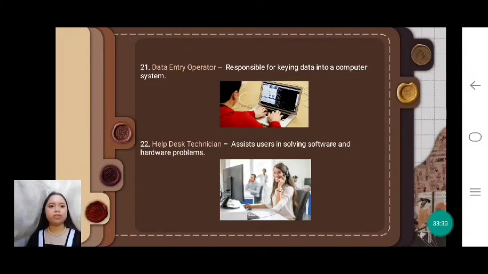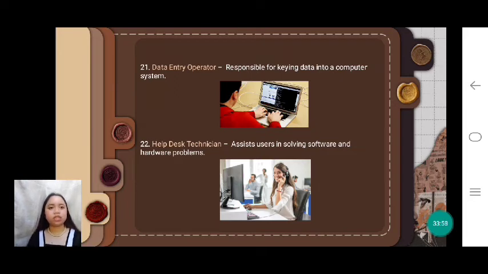Number 21. Data entry operator. They are responsible for keying data into a computer system. From the word entry, they are the ones who input data into a computer system, and also they are the ones who transfer data into computers for storage, processing, and transmission. So that's the word.